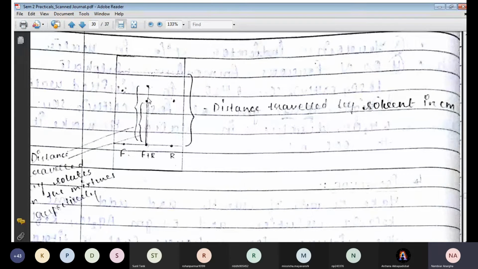Whereas in case of fluorescent, the standard has covered some distance and the same distance has been covered by the mixture, and now I can conclude that this is the fluorescent spot because it has also covered the same distance as that of the standard. Did you understand? Yes, ma'am. Yes, ma'am. Sunil. Yes, ma'am. Okay, good.